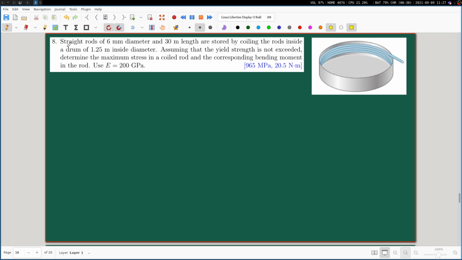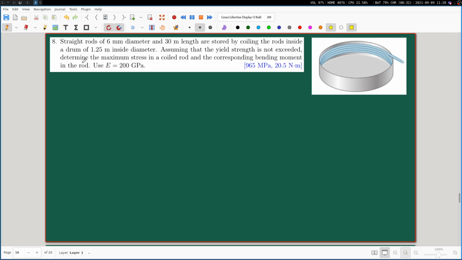Here it is mentioned that we have straight rods of 6 millimeter diameter and 30 millimeter length that are stored within this rigid drum. Okay, the inner diameter of this drum is given, diameter of these individual rods are given, and some extra bit of information is given, that assuming that the yield strength is not exceeded. That's fine. We are always working within the elastic zone.